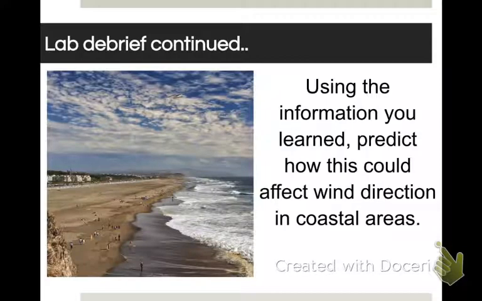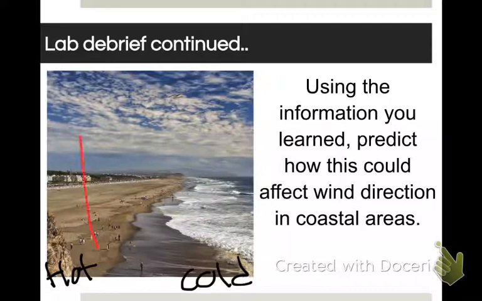Okay, so looking at this picture, we know that the land is going to get warm fast. So during the day, this land is going to be hot, or very warm. This water is going to be very cold. And we know that because we know the difference in how land and water heat. Going back to what you learned in heat transfer, what do you know happens to warm air?